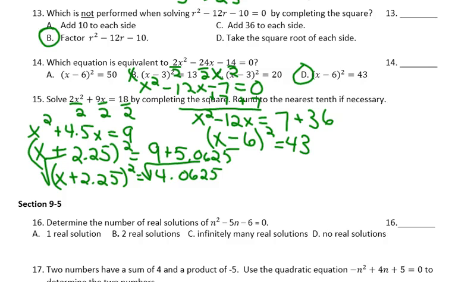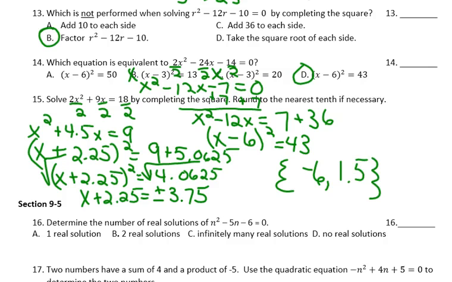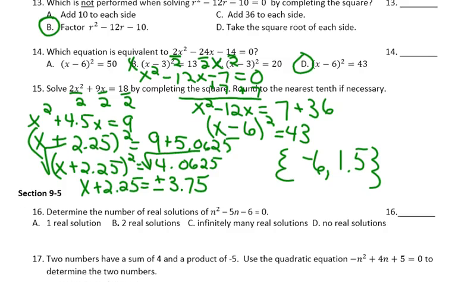Which is 3.75. So x plus 2.25 equals plus or minus 3.75. Then you're going to add the 2.25, subtract. So I'm just going to finish telling you the answers for that one because I'm just trying to save some time here. So you should have gotten, if you did this correctly, -6 and 1.5. Okay, so you were adding 2.25 to it and subtracting, or doing a positive and doing a negative.